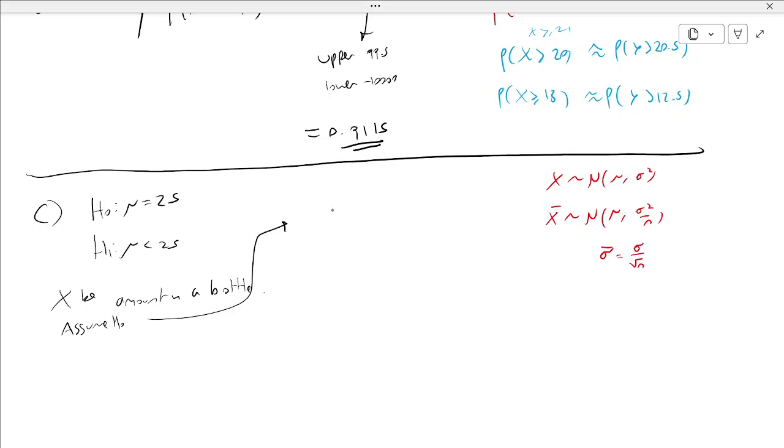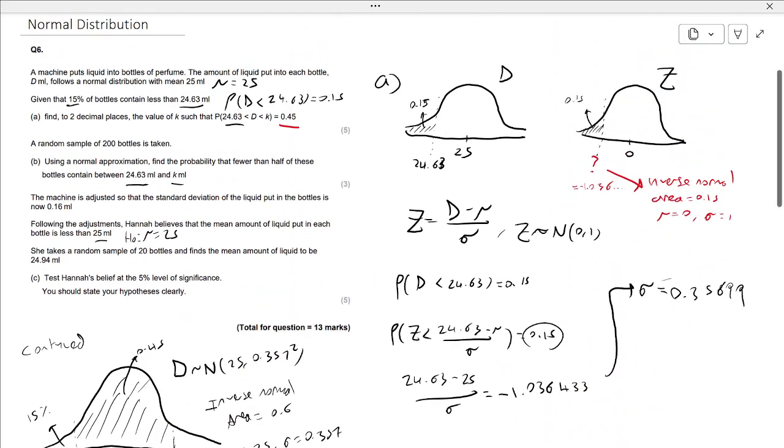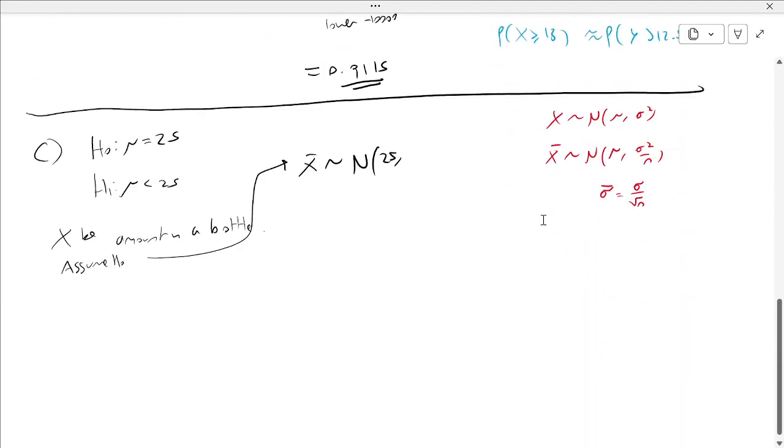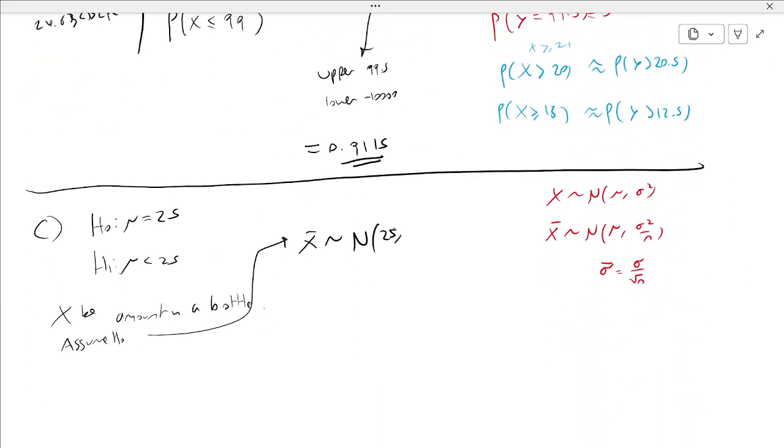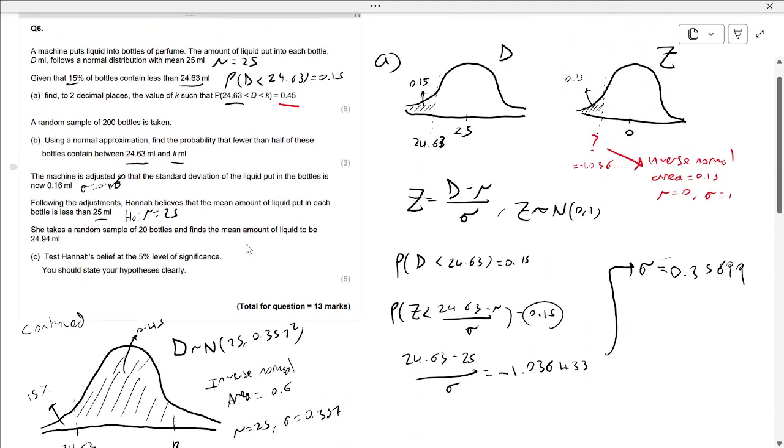So here, x bar is normally distributed. Mu is still 25, but instead of 0.16, because I'm taking a sample of 20 bottles, 0.16 has to be divided by the square root of 20. And that will become my new standard deviation. And it was 0.16 before, not the variance. Yeah, that was standard deviation.